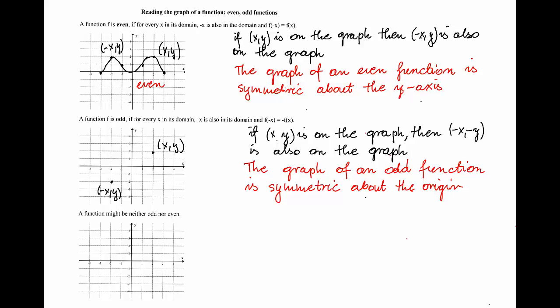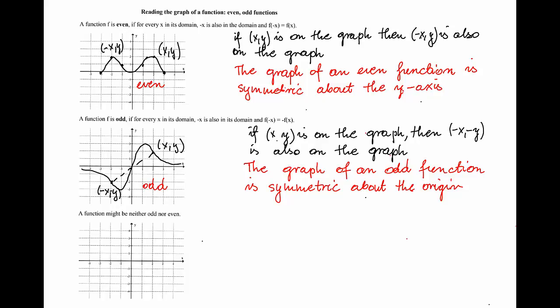And the points (x, y) and (negative x, negative y) are symmetric with respect to the origin, which means that if we join them with a line passing through the origin, the distance from the origin of each point is going to be the same. So for an odd function, the graph is going to be symmetric with respect to the origin. For example, we can graph something like this. This graph is symmetric with respect to the origin. This is an odd function.